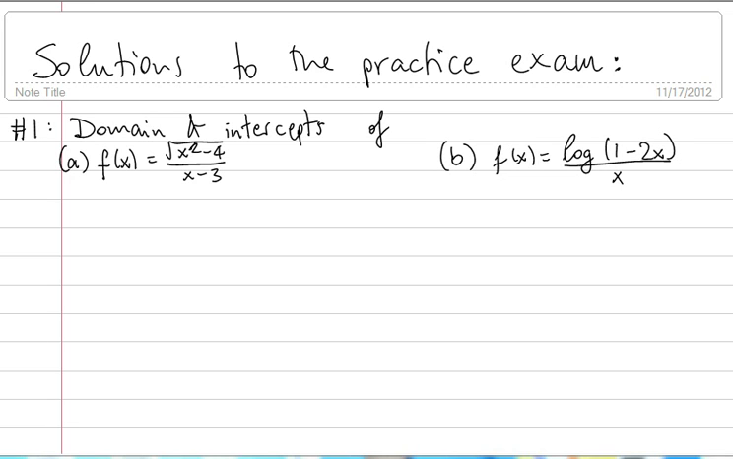Let's find some solutions to a practice exam. So for the first problem, we want to find domain and intercepts of two functions. First, we'll look whether the function has any denominators or square roots.